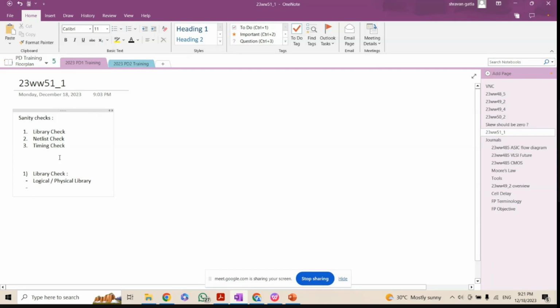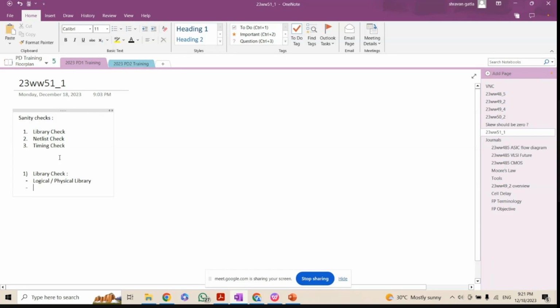Then these are the commands to check the library: check library or check design. Check design will have options like physical library and logical library. If the interviewer asks you, you should be able to tell at least this: check design or check library commands will be available. We do the sanity checks through that command and we analyze the reports.